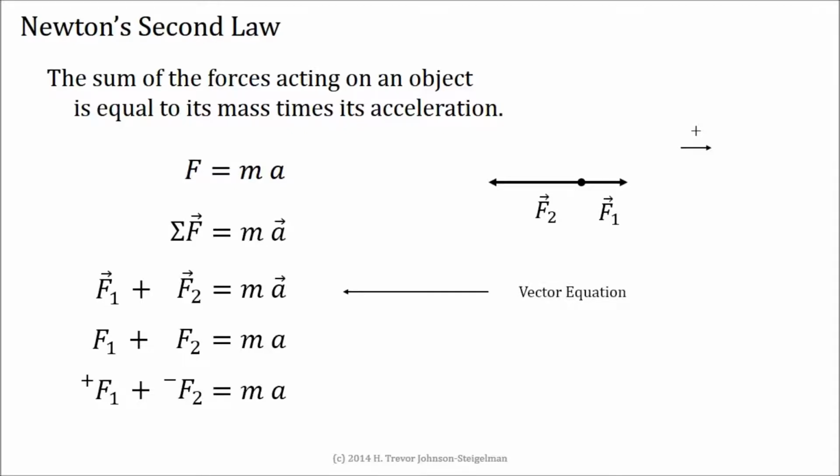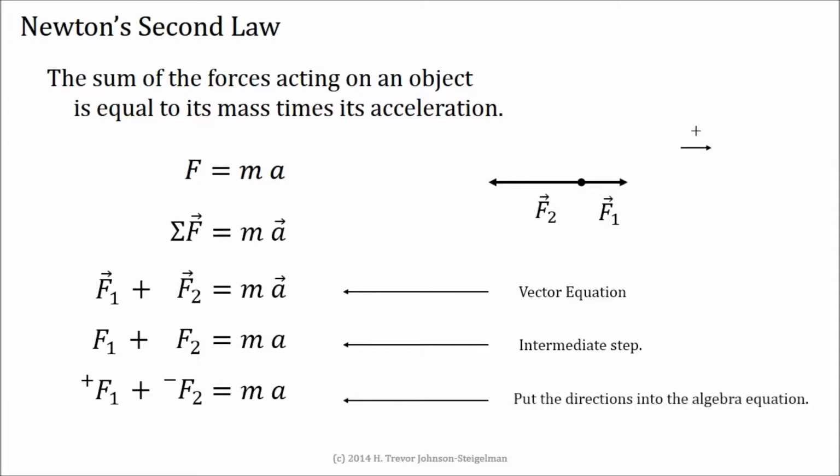And we're going to start out back here with the vector equation. We're going to write this intermediate step. And then you could actually write this plus and minus sign right onto that the first time you write it. You don't have to do these three steps, but I wanted to show you them explicitly there. We're going to put the signs into this algebra equation, and then we're going to allow the acceleration to pick up the sign from the algebra.